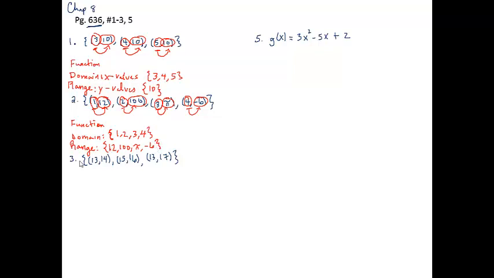Good. Let's move on down to number 3. We're just doing the same thing, right? So let's see here. 13 corresponds to 14. 15 corresponds to 16. But again, we have 13 corresponding to 17, which is different than what it was corresponding to the first time. Therefore, it's repeating, and this is not a function.